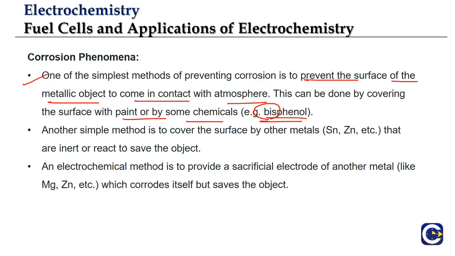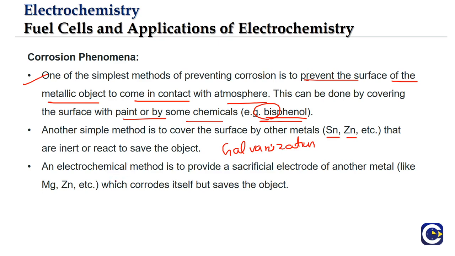The other method is we have some metals like tin, zinc. They are relatively inert. If we can coat the surface of iron by zinc, which we call, by the way, galvanization. So galvanization is the process of coating the iron surface with zinc, where this can prevent the rusting of iron. And this way, since we are coating the surface with a less reactive metal, this will be preventing the rusting of iron.